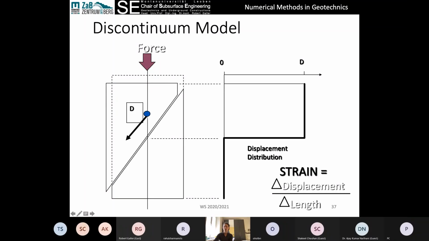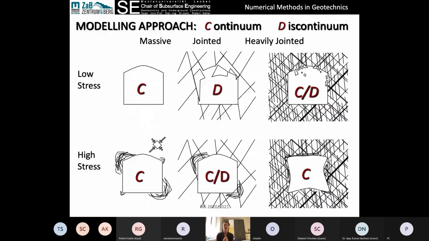So this is our discontinuum type displacement. And this then is linked to the type of behavior that we're expecting. And making our decision between continuum and discontinuum then has to be led by the behavior we're expecting in the problem that we're trying to solve. And a nice way of visualizing this then is to look at a matrix of excavation types in different types of material. Let's focus on rock, for example, and different magnitudes of stress.